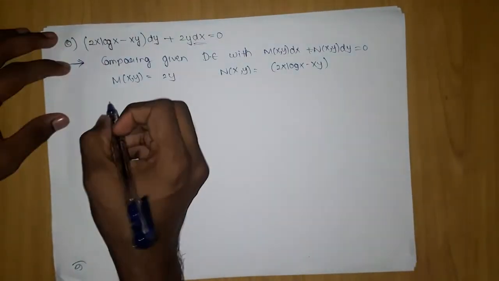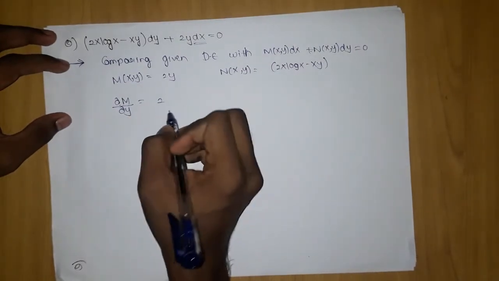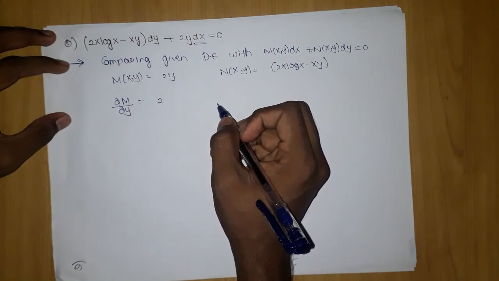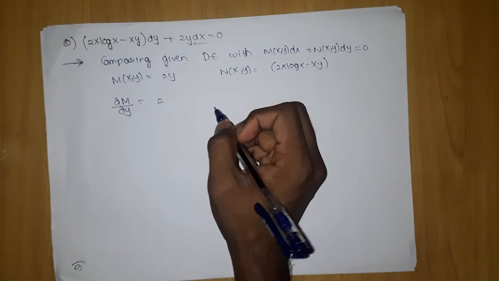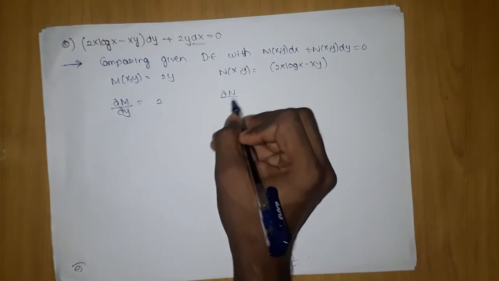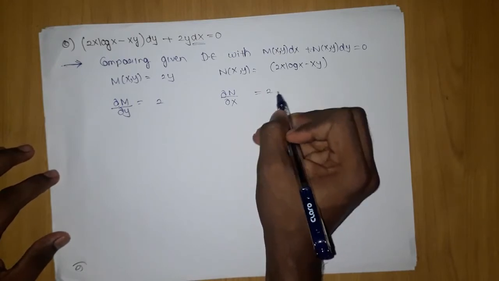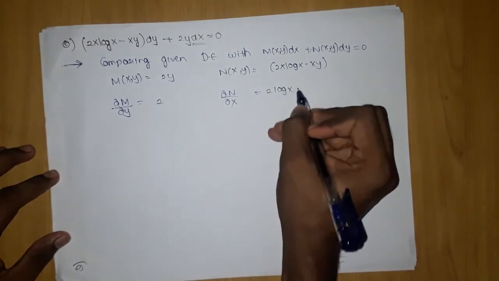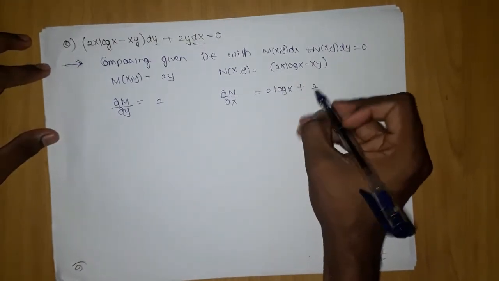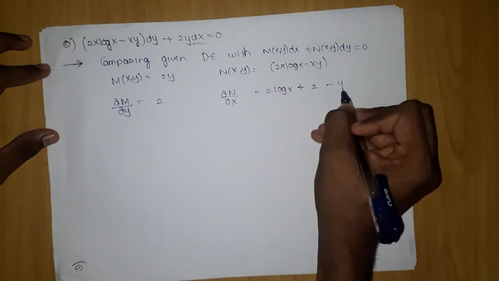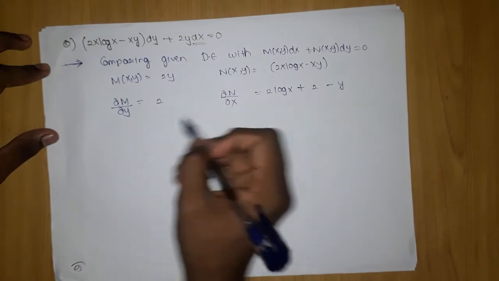Now your next job is to get dou M by dou y, which is nothing but 2 in this case. And if you look for dou N by dou x, it is 2 log x minus, here the product rule will be applied, 2 minus y. So here we got this, and here we got this.